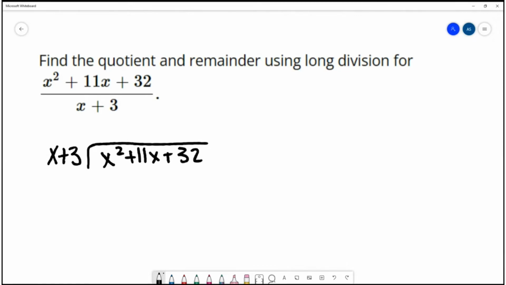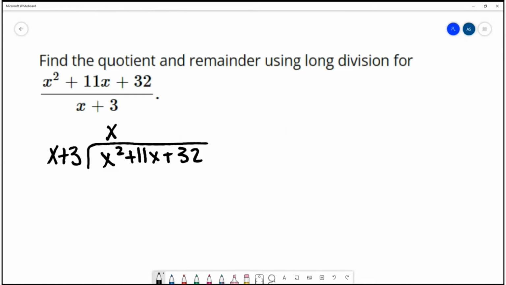When we do long division, we focus on the first term of what we're dividing by and the first term of what we're dividing into. You can think of this as division. How many times does x divide into x squared? That's x. Or you can think of it as multiplication. What can I multiply by x to get x squared, which is x? Once we get that, we write the x down.